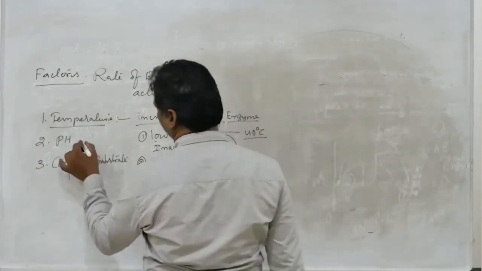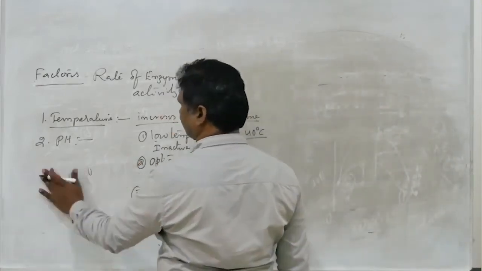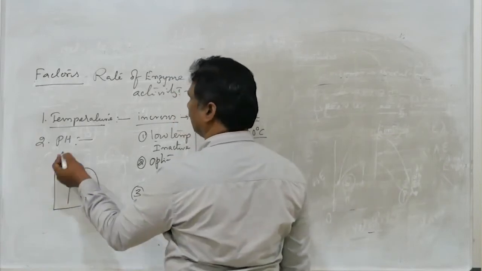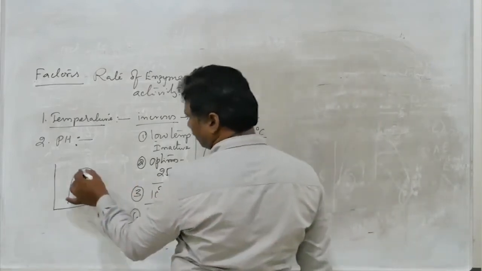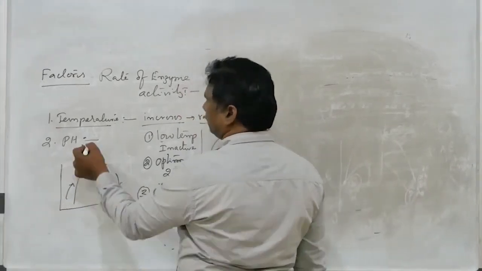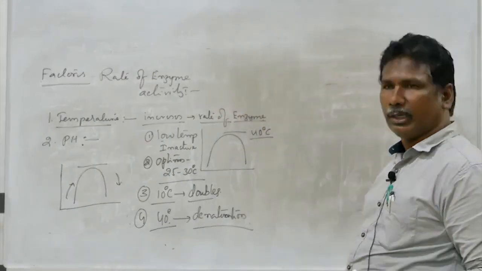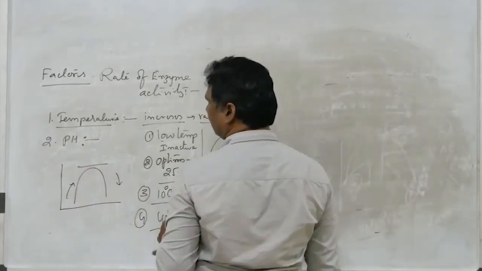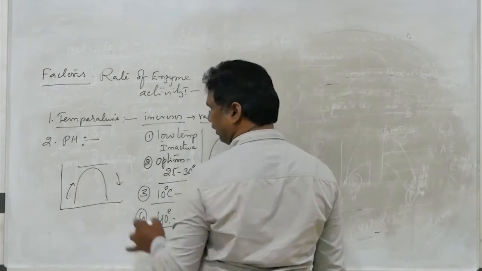Okay. Next, we are going to the another one, pH. If pH increases, same like that, same graph, bell shape. If the pH increases, the rate of enzymatic activity first increases, then after will decrease. pH means the H plus ion concentration within the solution. After onwards, that will decrease. So it is also a graph in bell shape.